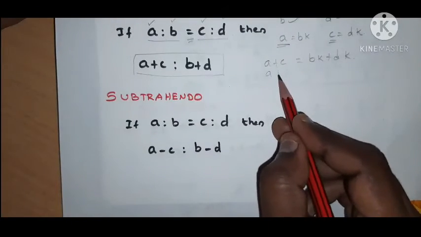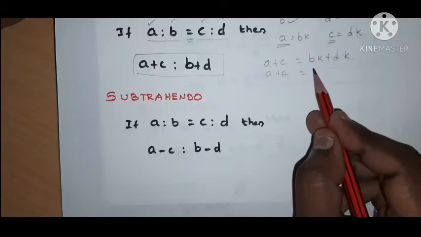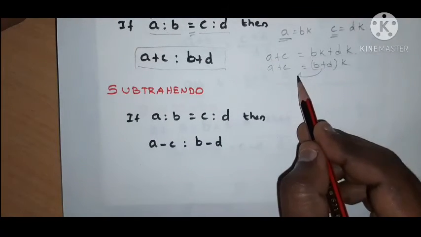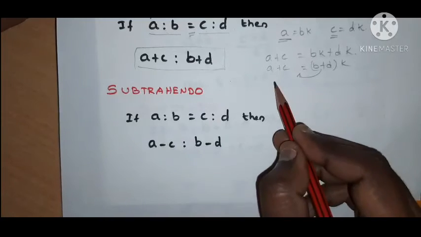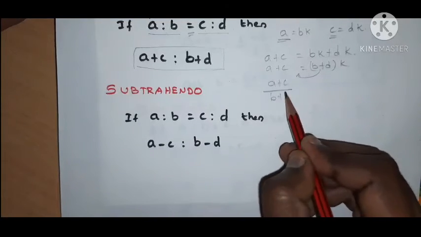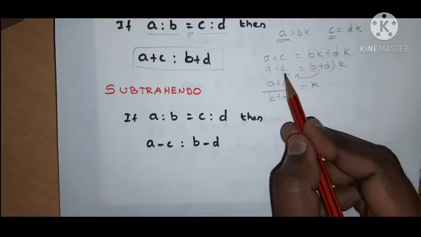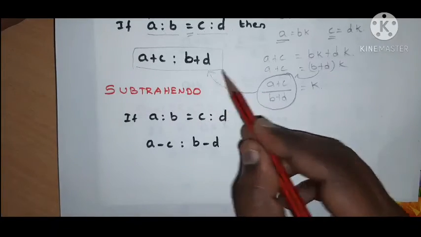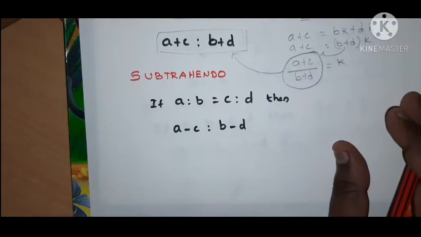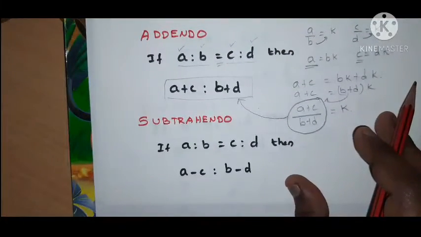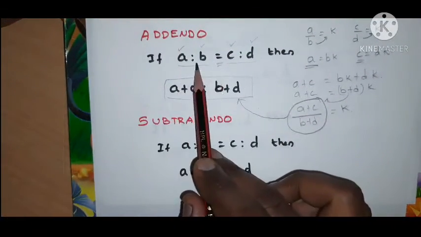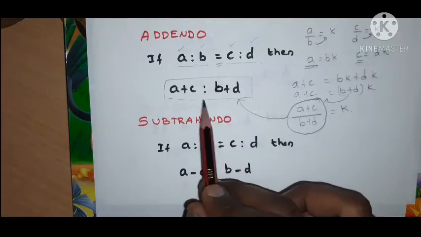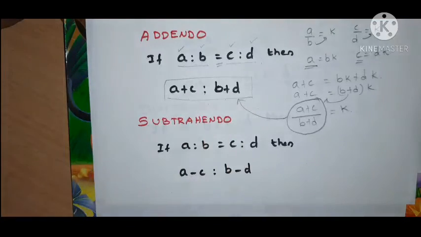Now a plus c is equal to, k is common, I can take it outside. So b plus d into k. Now this b plus d, if I bring to the other side, a plus c divided by b plus d is equal to k. Hence this a plus c divided by b plus d can be written in this form called a plus c is to b plus d. So according to the Addendo property, if we have 2 ratios in proportion, a is to b equal to c is to d, then we can write those 4 terms in this form called a plus c is to b plus d.